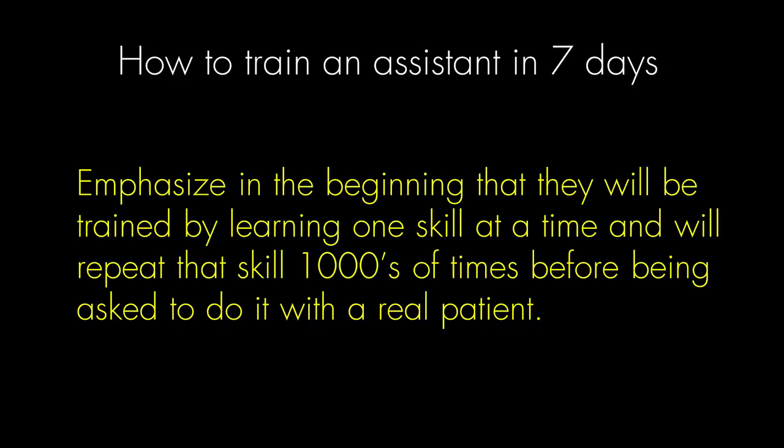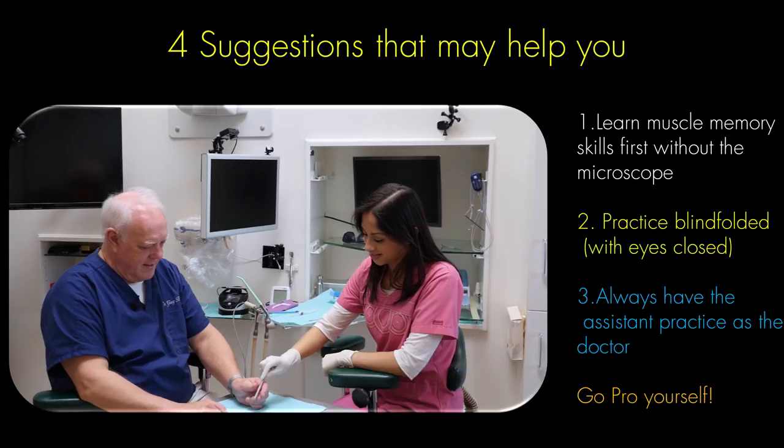So I have three recommendations that can help you. Number one, learn without the scope first. Get the muscle memory issues implanted before going to the scope. Two, since this is a tactile skill, practice blindfolded part of the time, focusing only on the tactile feel of the activity. And three, have the assistant learn the doctor side as well. This will help with their perspective and what the doctor requires, and provides the assistant with a full understanding of how anticipation and small ergonomic errors affect teamwork and skillfulness.